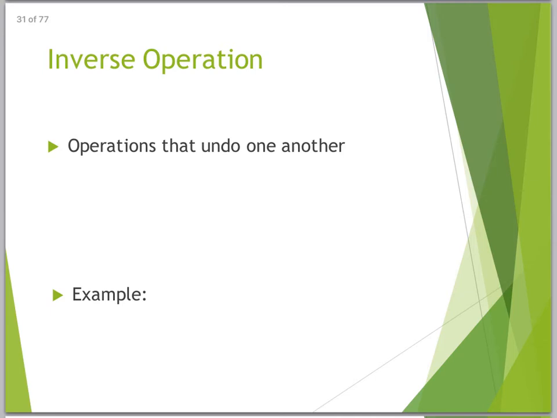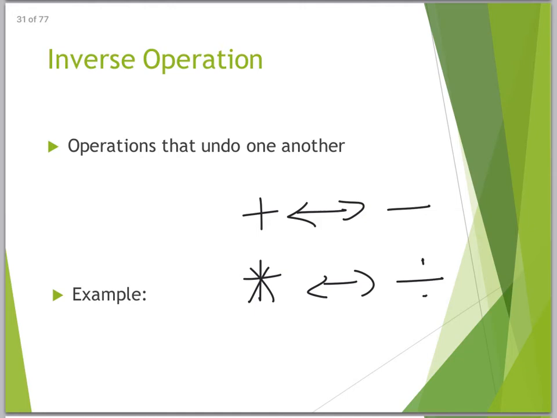Inverse operations are operations that undo one another. In other words, subtraction undoes addition, or addition undoes subtraction. Multiplication undoes division. Oops, not exactly what I meant to write. Undoes division, and vice versa. They undo each other, so they are inverse operations. As you saw in the last example, I had x plus 3 equals 10, and I subtracted 3 to undo the addition of 3. So you see here it was adding 3, I subtracted, I did the exact opposite. So inverse operation.